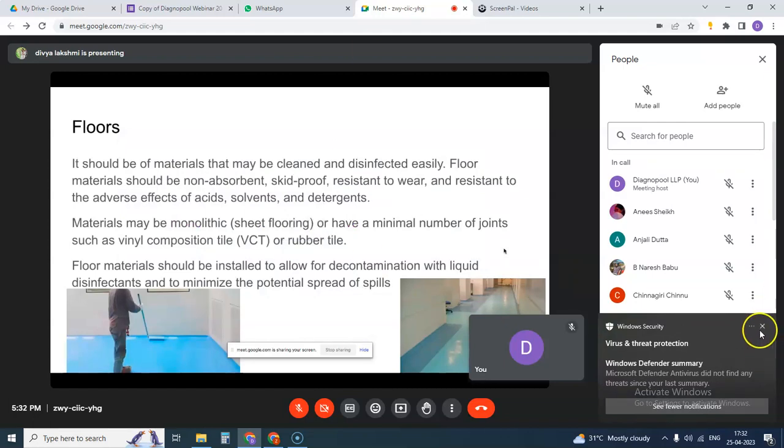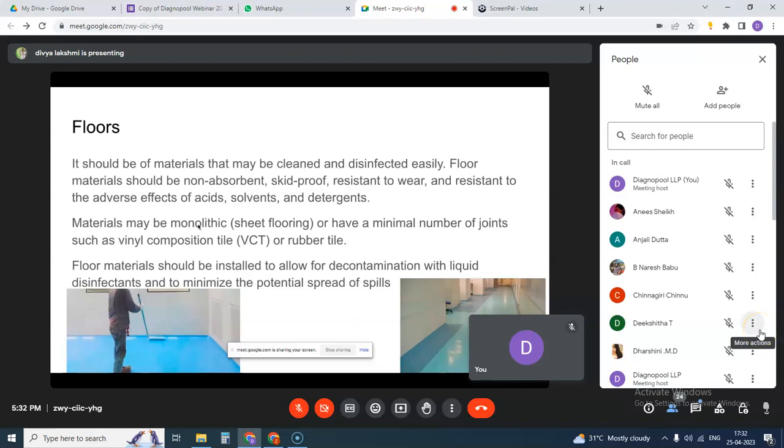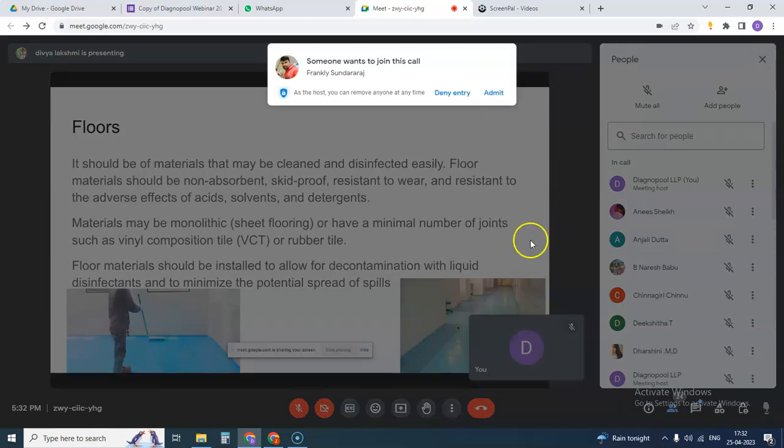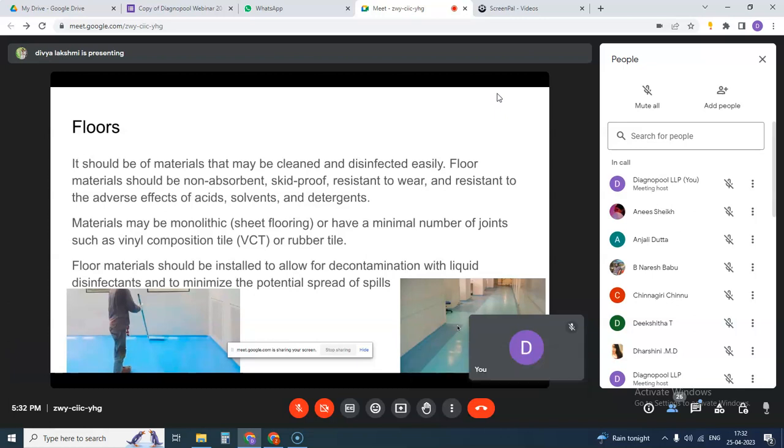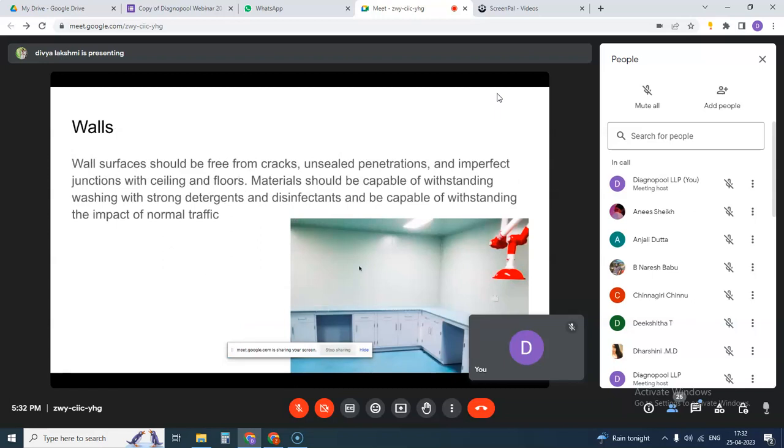Floors should be smooth and made of a monolithic material. Basically, it should be very plain, without multiple joints, so that it can be cleaned and disinfected easily. Along with that, it should be non-absorbent, skid-proof, resistant to wear, and resistant to any kind of adverse effect, especially when there is any spillage of acids or solvents. Disinfection should be easy to do. If there are tiles, disinfection can be difficult if there are more tiles or more grease on the floor. The same goes for the wall.